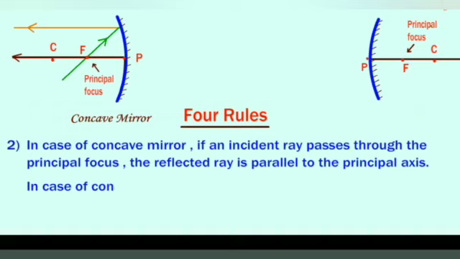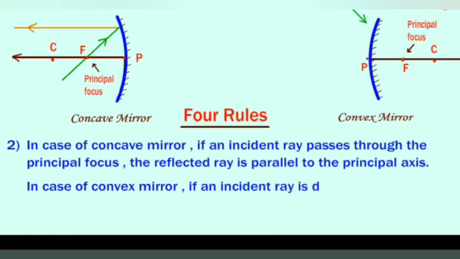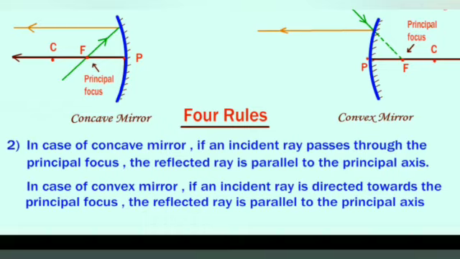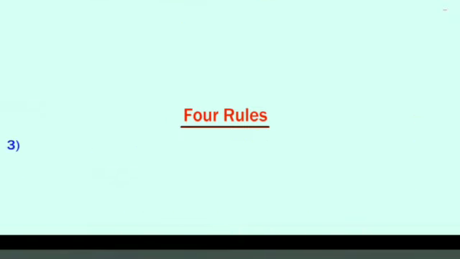Same rule is for convex also. The rule will not change. So for convex mirror also, you see there is a green light coming from the top. On the back side we will show it with the dotted line, but it is passing through, that means it is passing through F. Now the reflected light actually is the line which is parallel to the principal axis. Clear?